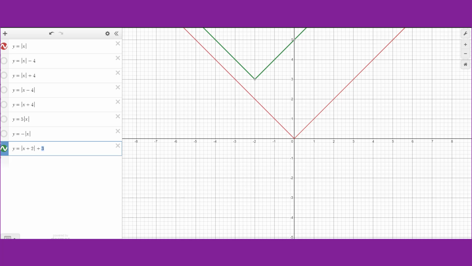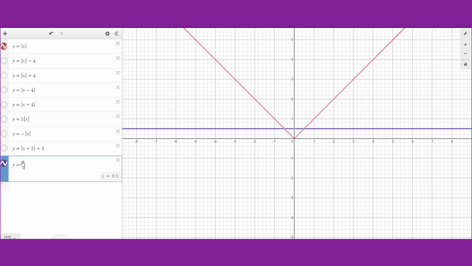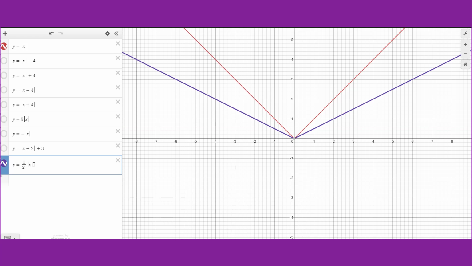So if you look at vertical stretch and compression, let's take a look at one here. So we've got y equals 1/2 the absolute value of x. All right, so what happened there? We have a really wide graph. What you notice there is that we're still at the vertex of 0, but it kind of stretched out.